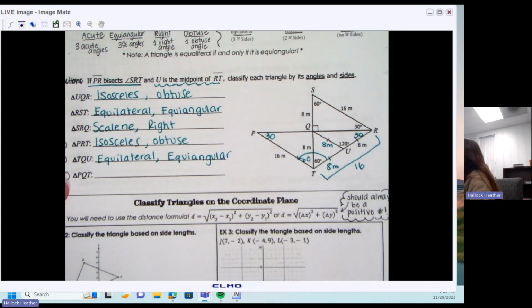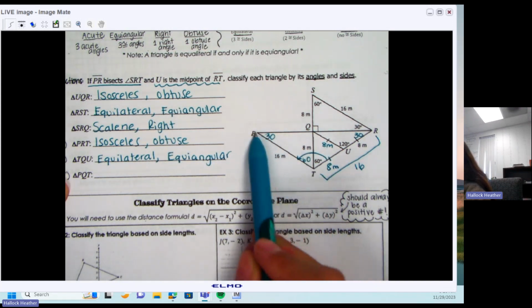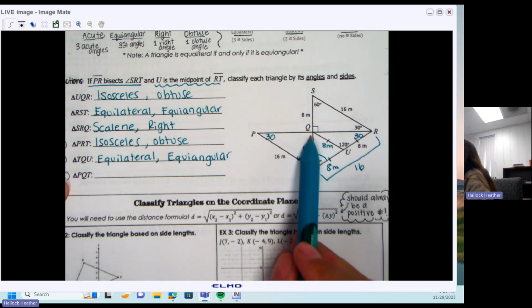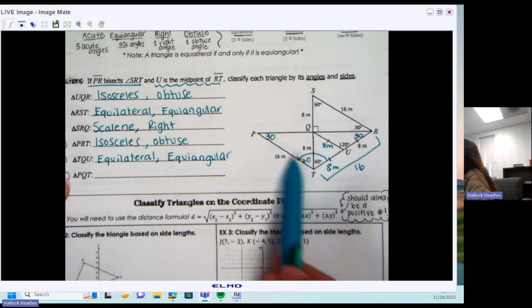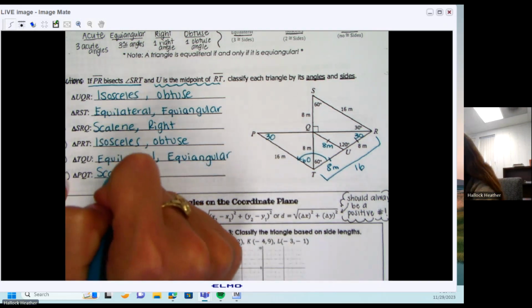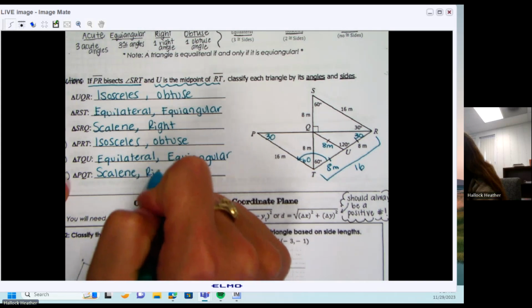The last one is PTQ, or PQT, I said it backwards. PQT is right here. We have 30, we have 60. We don't know this angle. What kind of triangle would this be if there's no dashes? Scalene. And then what type of triangle is it based on angle measures? Right.